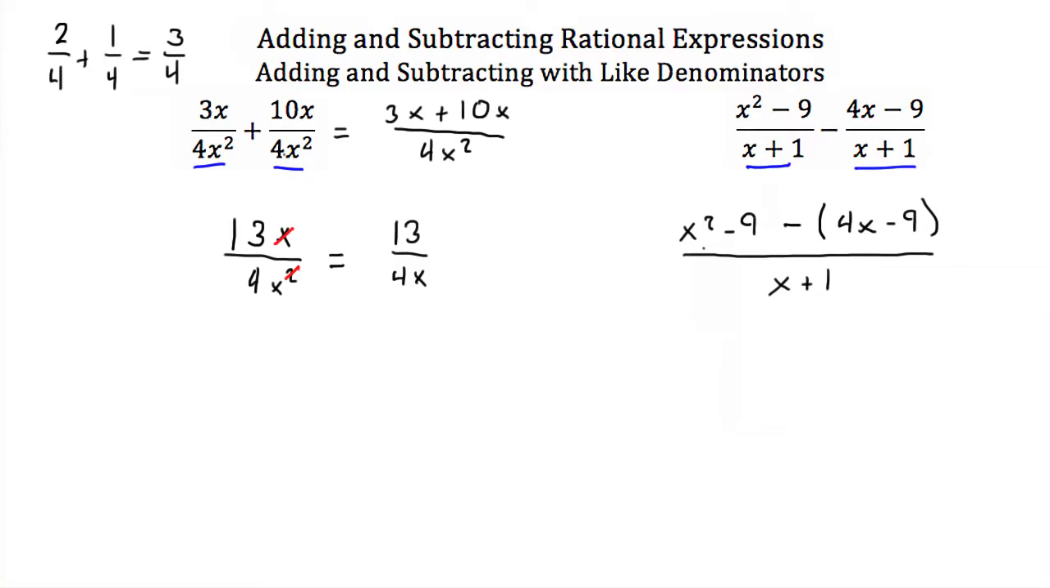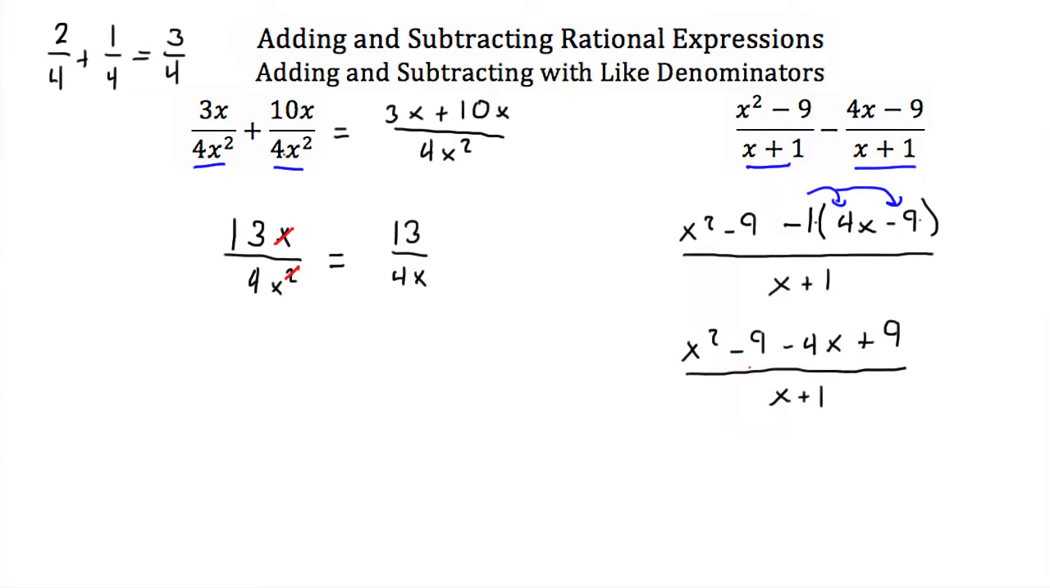Now the way to do this subtraction is to turn this into an addition problem. Take this minus sign and pretend this is a -1 in front of this parentheses. Then you would just distribute this -1 inside through multiplication. If you did that, you'd have x squared minus 9. Now -1 times 4x is a -4x, and -1 times -9 is a positive 9. Again, this is all over x plus 1.